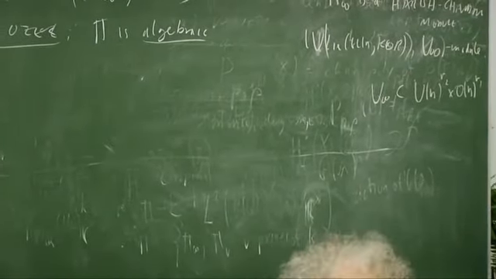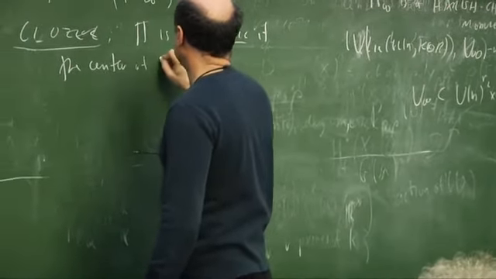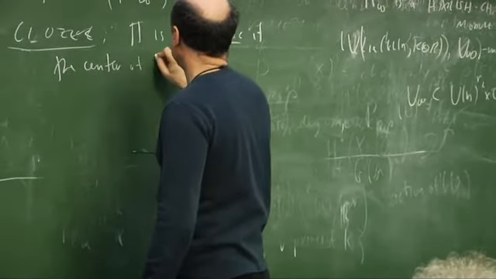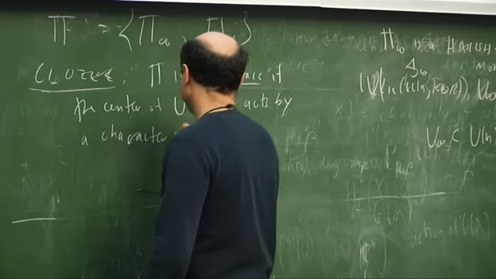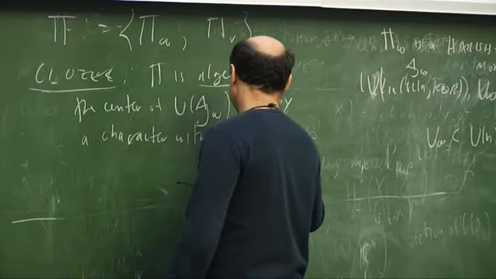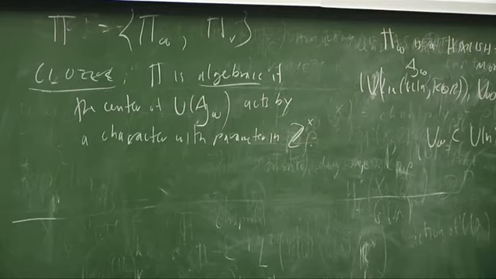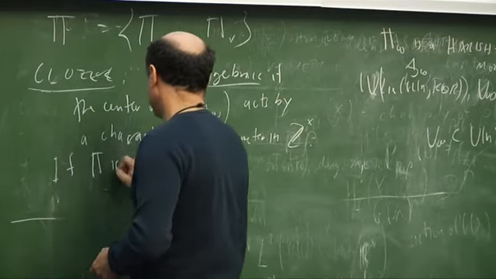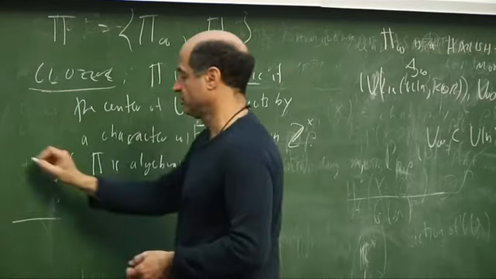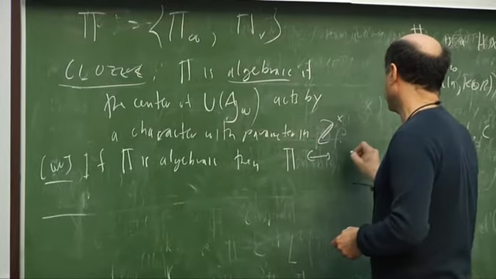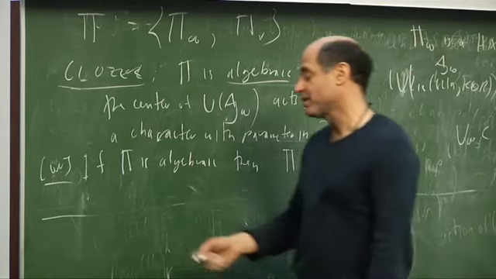And once we have the action of the enveloping algebra, we have the action of the center of the enveloping algebra. So this is if the center of U of G infinity acts by an integral character, with parameters in Z to the whatever power, integral parameters. And then the conjecture, that's the definition, and the conjecture is: if pi is algebraic, then, and this is a natural conjecture for many reasons, pi is associated to some rho.